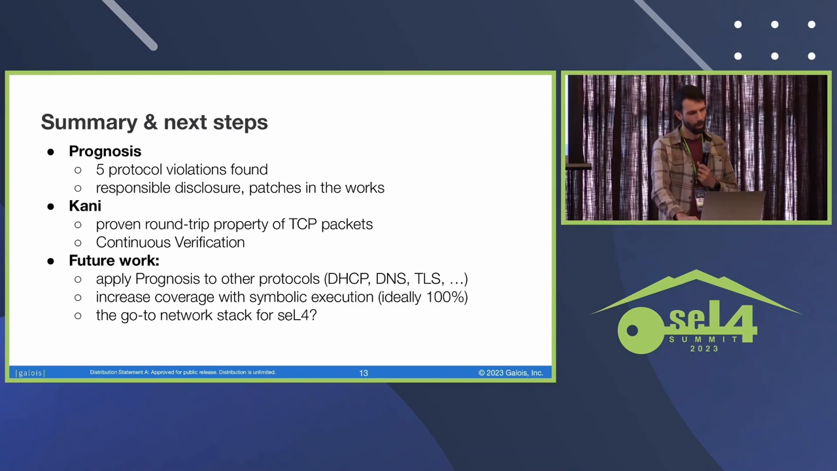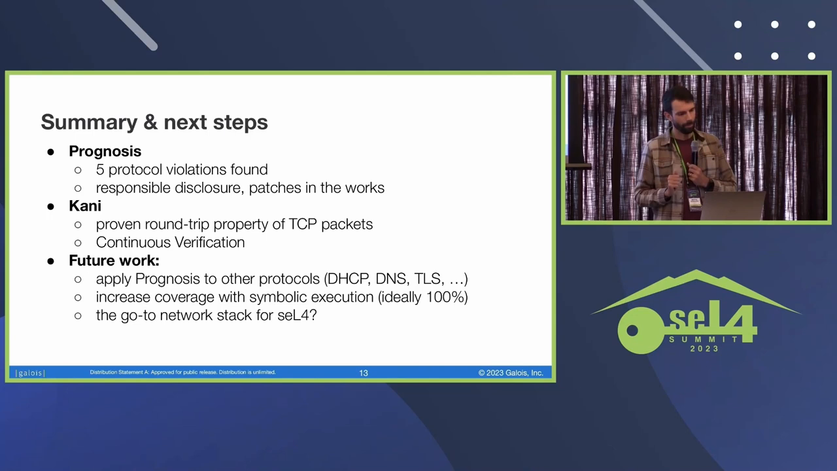So to summarize, for Prognosis, we have 5 protocol violations, and we are in discussion with the developers and working on patches. In a way, the smoltcp developers kind of became victims of their own success because smoltcp is hugely popular and the development team is rather small. So as a result, it takes a little bit longer than maybe would be ideal to push patches through. But I think this is a useful thing to fix no matter what.